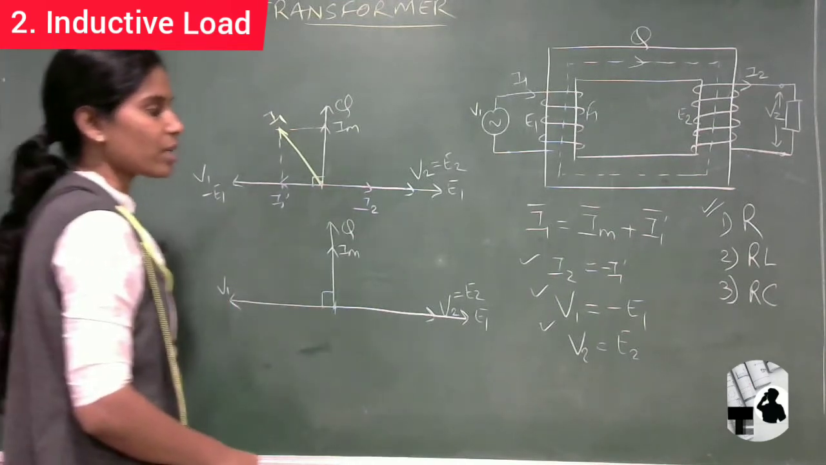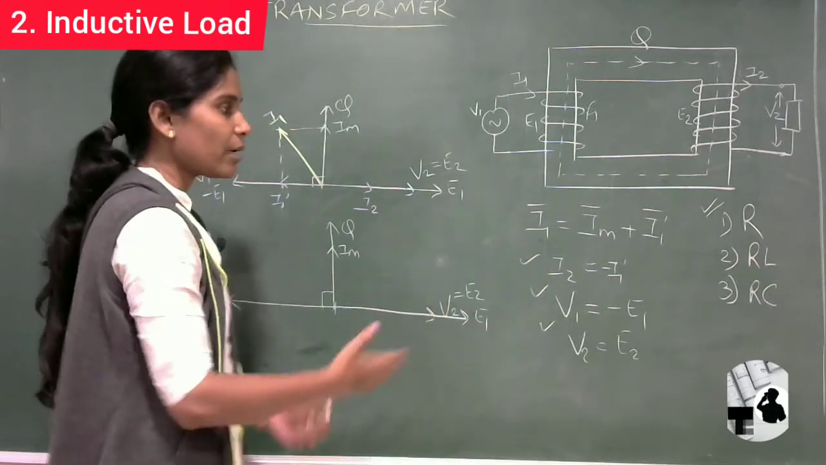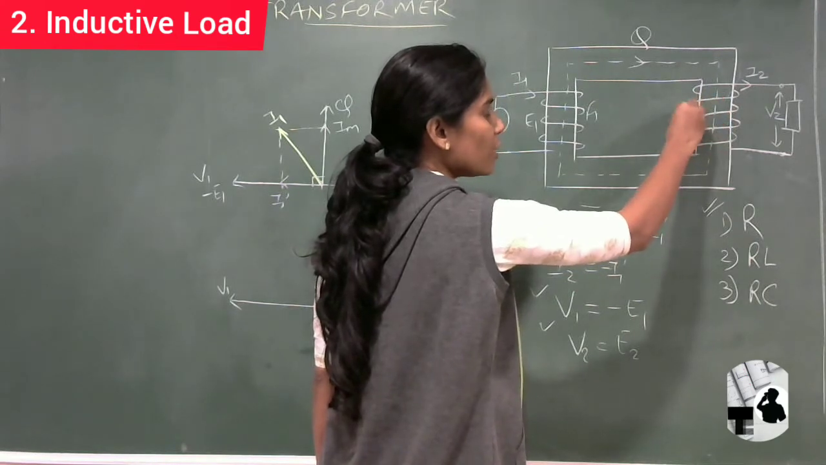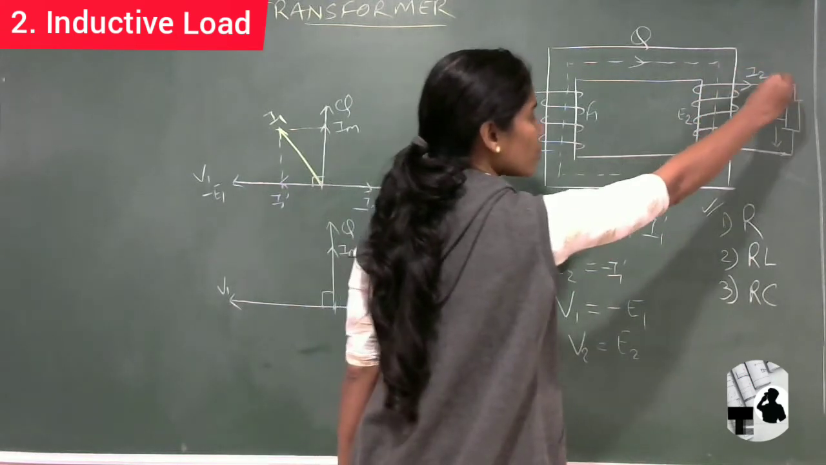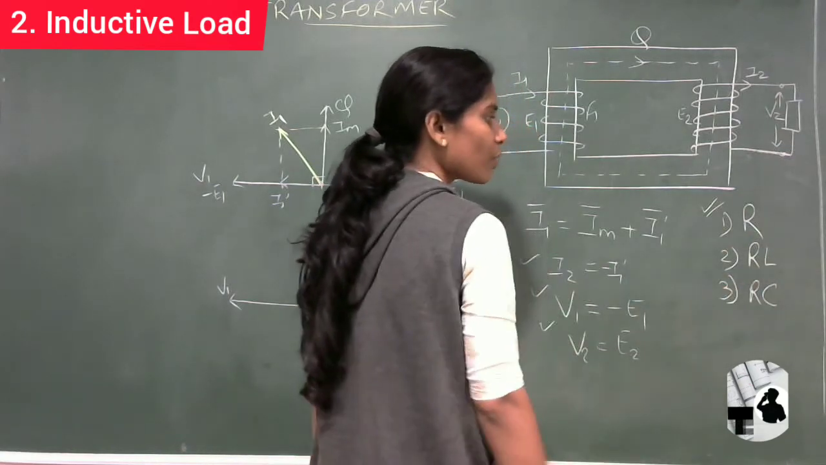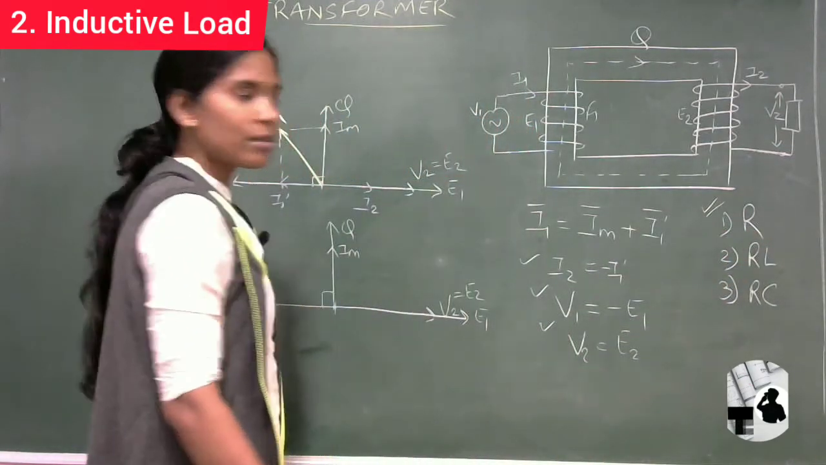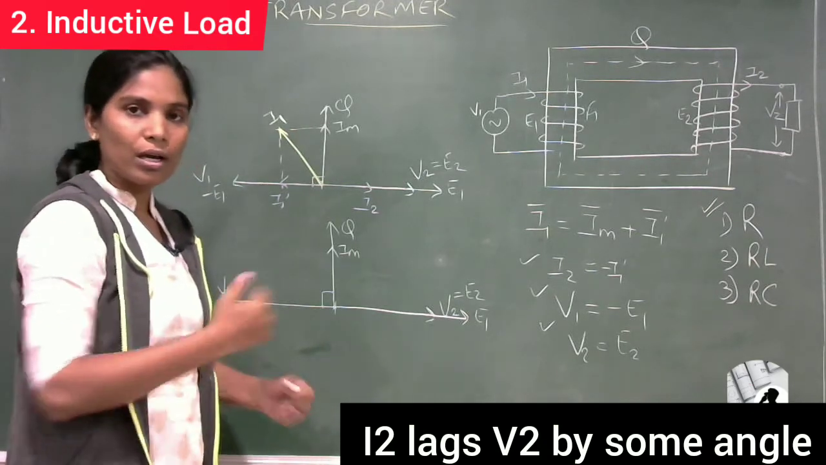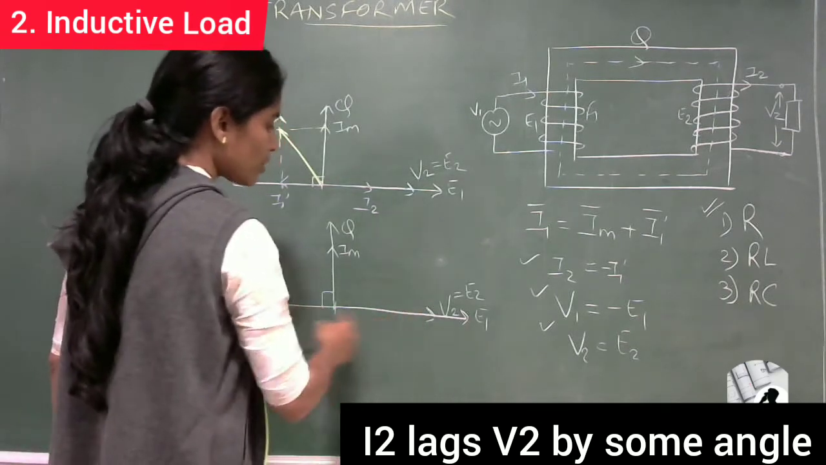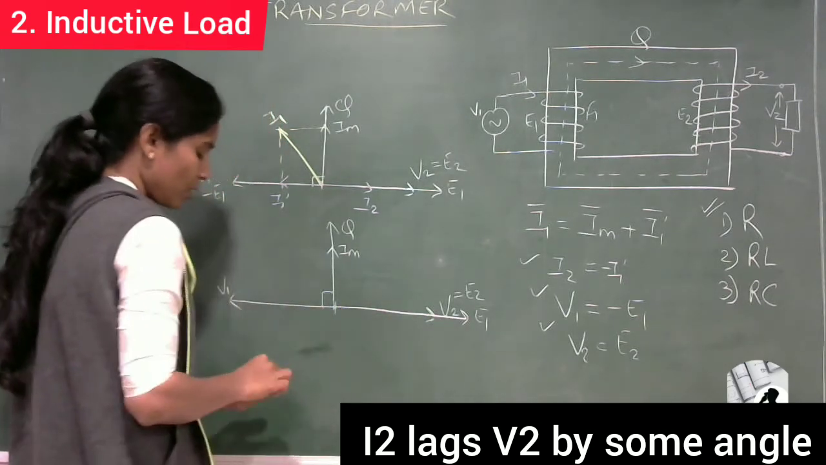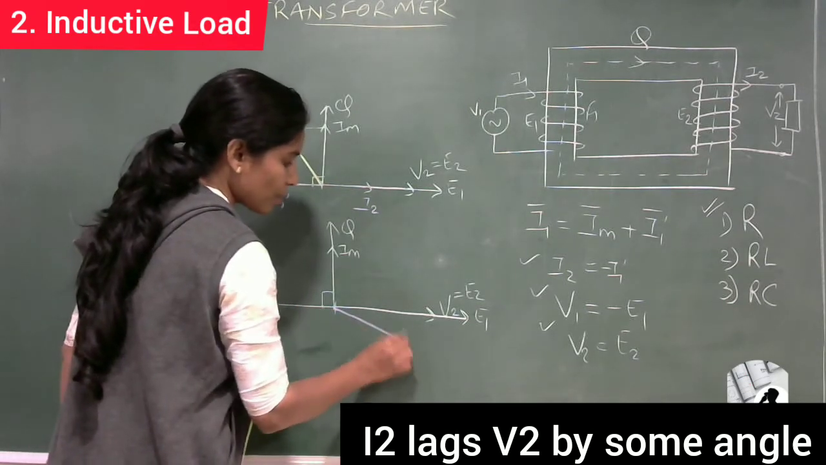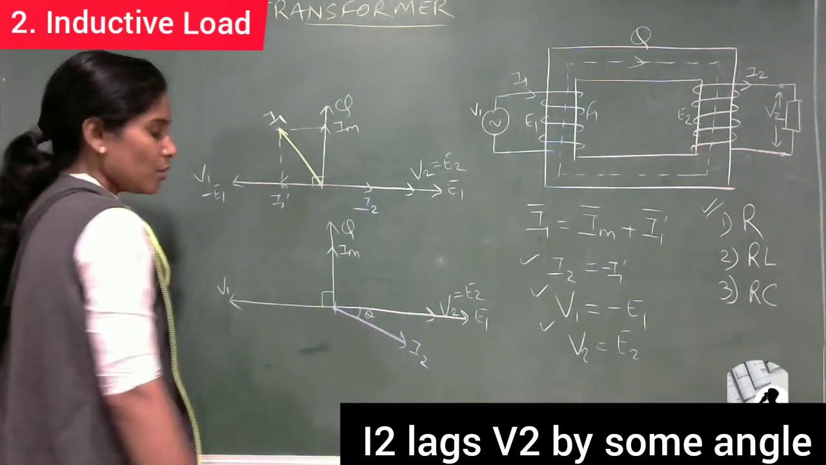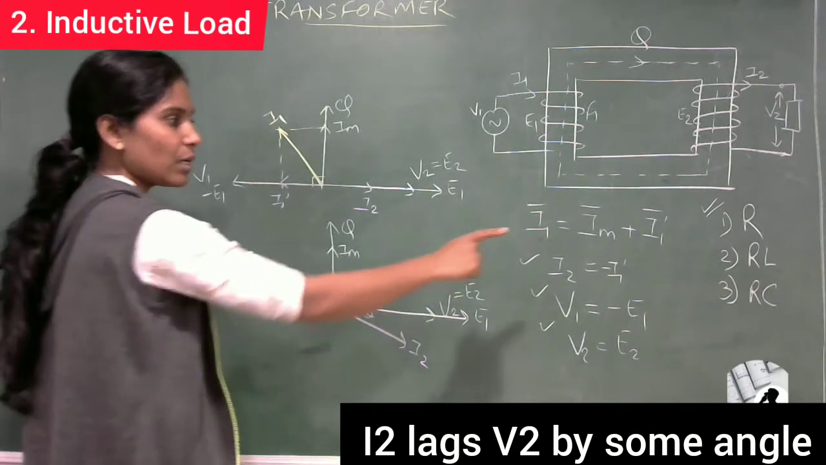For that we should know what I2 is. I2 is the secondary current flowing in the secondary circuit. E2 is the source feeding I2, and I2 goes through the load which is an RL circuit. In an RL circuit, current will lag the voltage. If this is the phasor for V2, then the phasor for I2 will be lagging, say by angle theta. So I2 will lag the voltage V2 because of the inductive load.